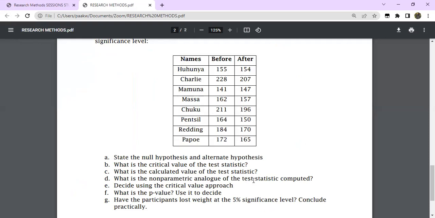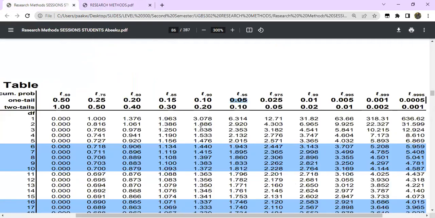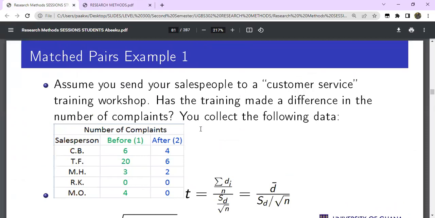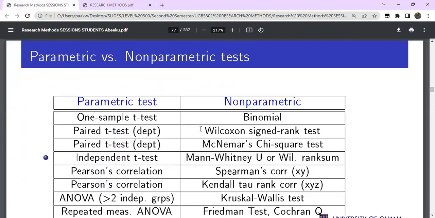What is the non-parametric analog of the test statistic computed? With this one, it is talking about this table I said is very important, so learn it off head. So which one are we doing now? Paired test, right? So the non-parametric for the paired test is what? We're using the sign rank test or the chi-square test. So let's use the first one: the sign rank test. So this should be your answer.